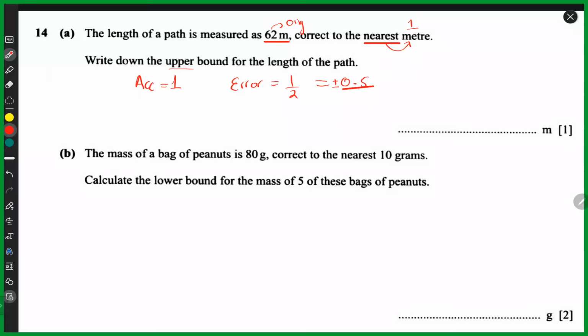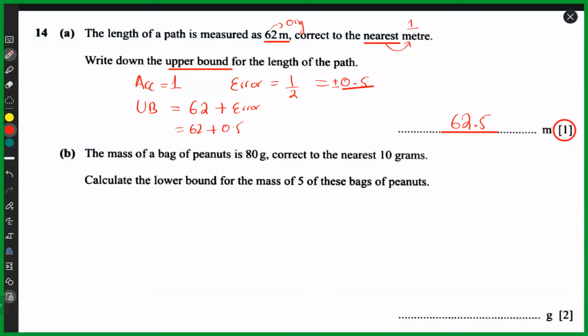Write down the upper bound for the length of the path. Upper bound is going to be the original length, that was 62. For upper bound, we do plus error, and it would give me 62 plus 0.5, and that would be 62.5. Okay, so this was a simple part, and that is why it was for 1 mark only. Very good, Taha. Well done.